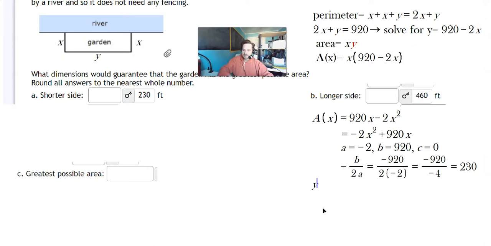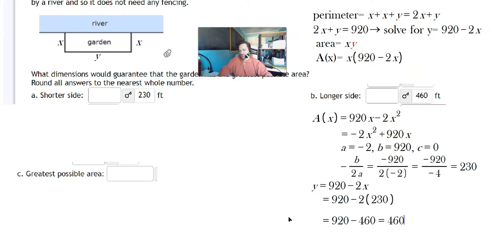How do we find it? Remember, up there we solved for y. So we had y equal to 920 minus 2x. So then you just use this. You're going to do 920 minus 2 times 230, so it's going to be 920 minus 460. You punch this into your calculator, and that gives a value of 460 right here.